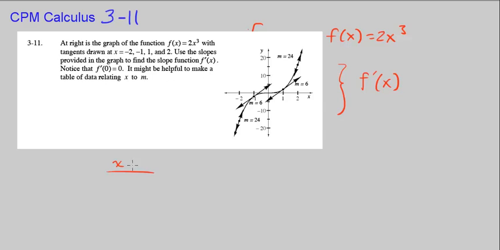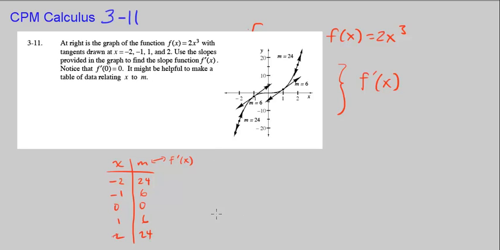So x and m. At x equals -2, we know m is 24. What do we know about m? In this table, m is going to be the output of f prime of x. So these are the same things, the m and f prime of x. At -1 we have 6. At 0 they tell us it's 0. At 1 again we have 6. And at 2 they tell us it's 24.